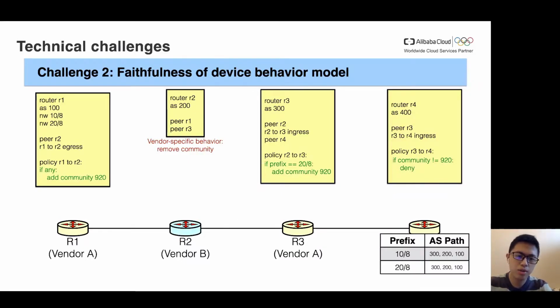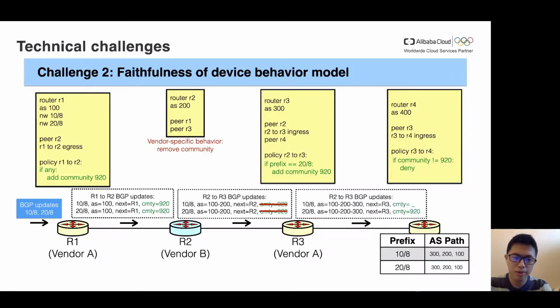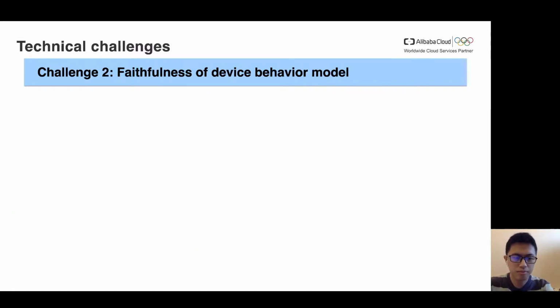Unbeknownst to us, R2 in reality is from a different vendor from R1, R3, and R4. It has a latent vendor-specific behavior which removes the community on BGP updates. In this case, two prefixes arrive. R1 adds the community to them and sends them to R2. R2 drops the community, then comes R3. R3 adds the community only to prefix 20/8. Finally, R4 only accepts prefix 20/8. We eventually get a different routing table in reality, which is different from our simulation result.